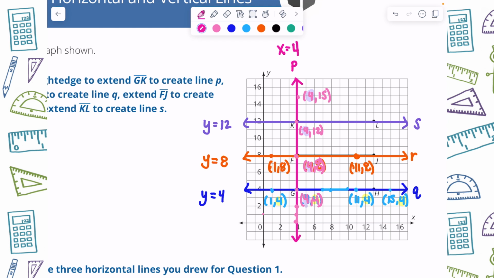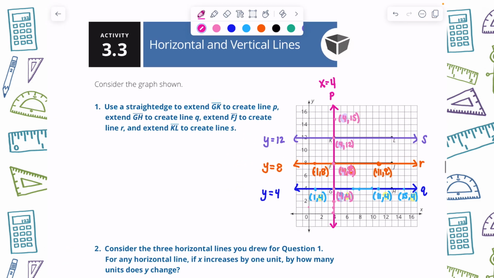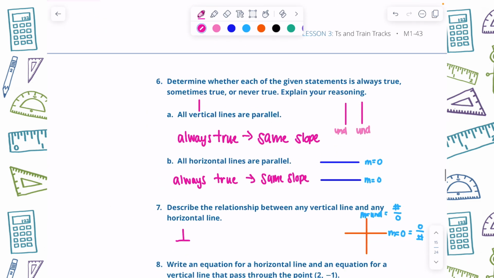So vertical lines will have the equation x equals a number, whereas horizontal lines will have the equation y equals a number. You do need to memorize that. You do need to be able to tell me that if it's a horizontal line, it's y equals something. If it's a vertical line, it's x equals something. So please make sure you understand that. Please make sure you study that. So let's head back over to number 8 on this next page.